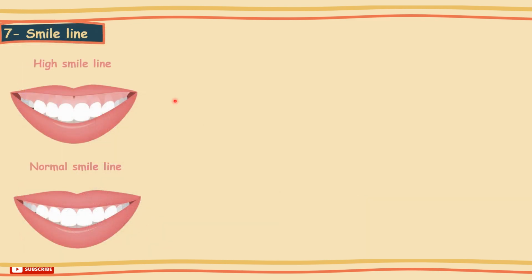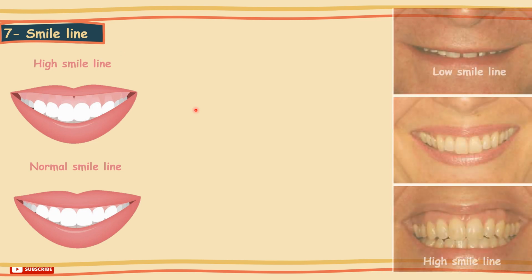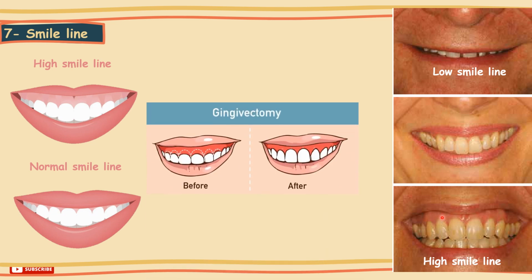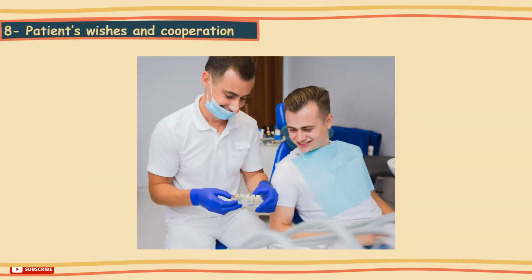Number 7. Smile line. If the patient has a high smile line, then there is a need to consider gingival level. In some cases, they may need gingival surgery such as gingivectomy. Number 8. Patient wishes and cooperation. Only after assessing the earlier listed factors, the patient can be given an informed choice.